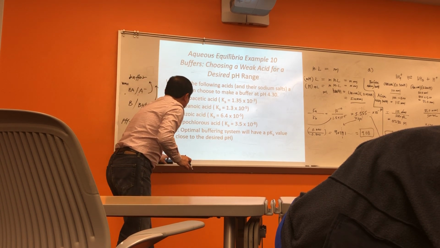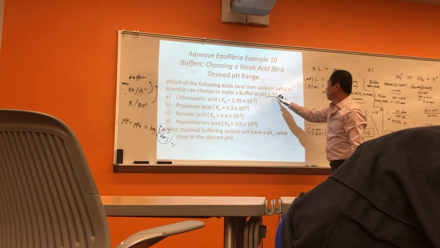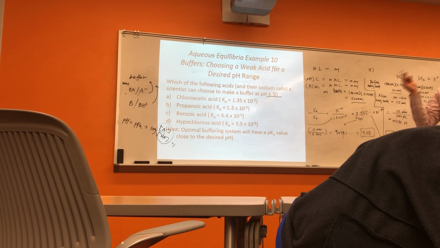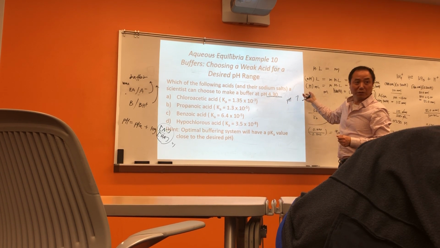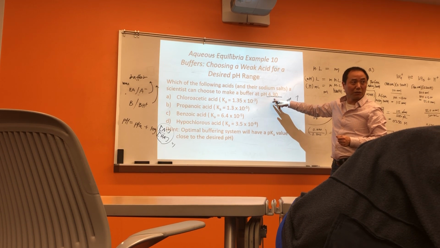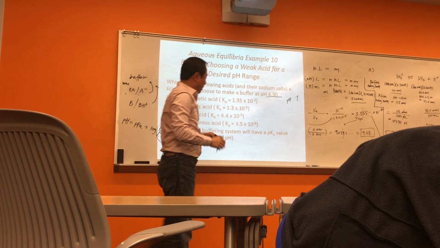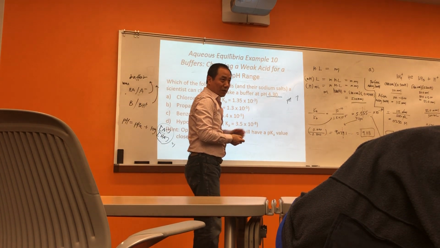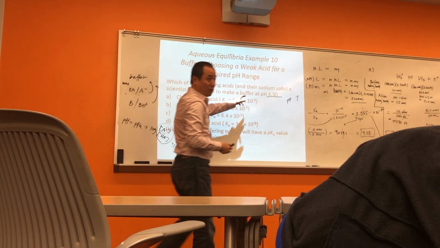So with that in mind, if you want to make a buffer at pH 4.30, let's say this is a different life form from the human. Humans would like to maintain a pH around 7 or maybe a little higher than 7. Let's say this is some other system that is comfortable with this pH, and then we want to make a certain buffer solution for it. So which one should we use to make that buffer solution?